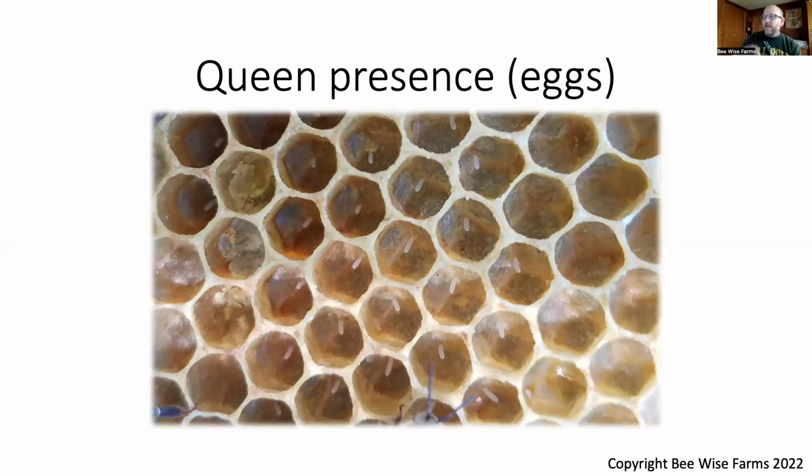Eggs are always located in the bottom of the cells. They stand upright. They're kind of like a very, very small grain of rice. But you have got to be able to see these. And it is difficult. It's not an easy process.